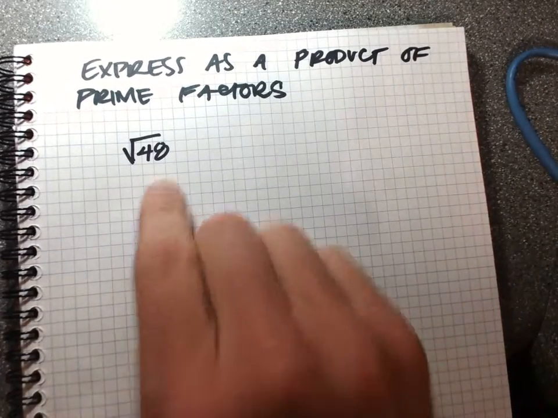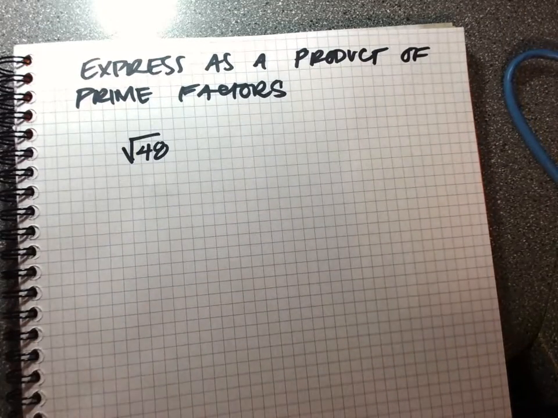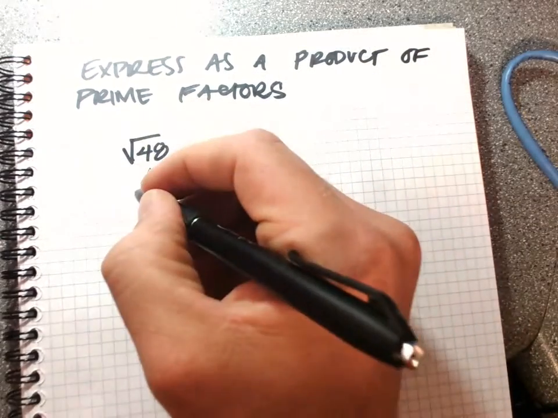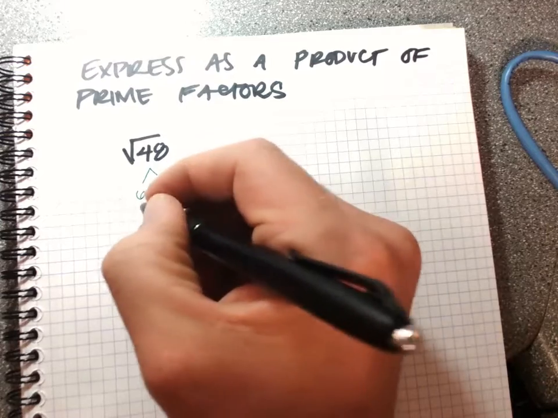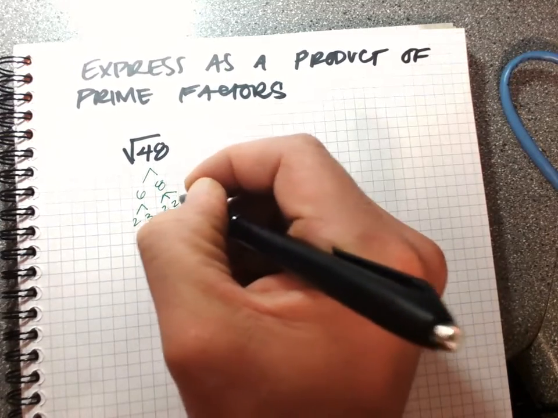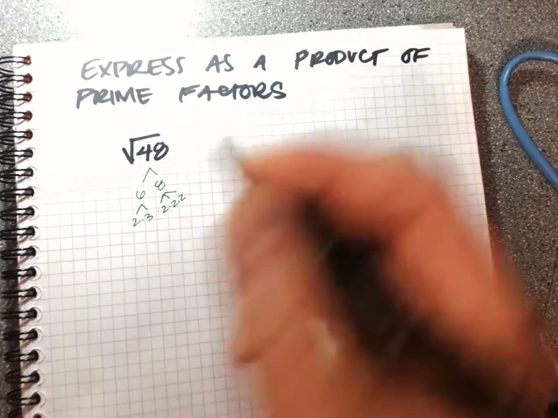Look at expressing the square root of 48 as a product of prime factors. We're not going to calculate that. What we're going to do is break it down into its factors. Factor tree: think of it as 6 times 8, where 6 is 2 times 3, and 8 is 2 times 2 times 2.